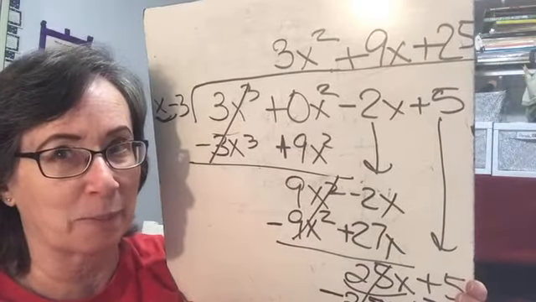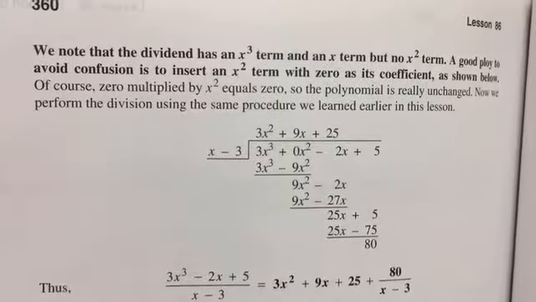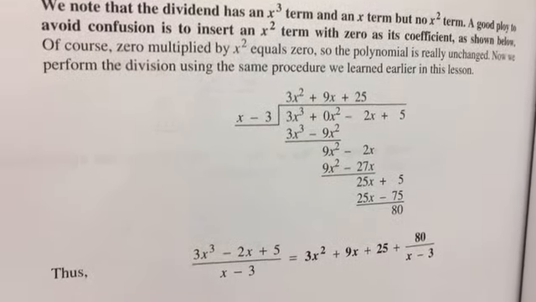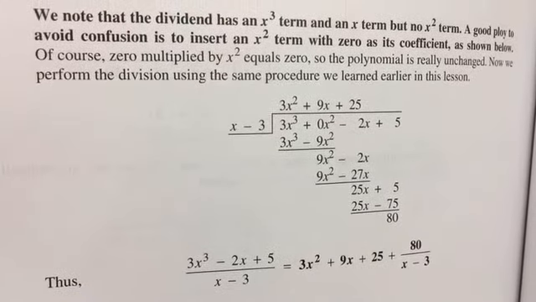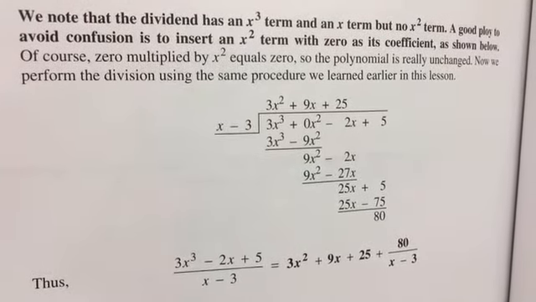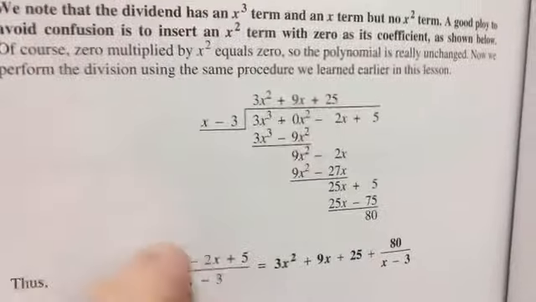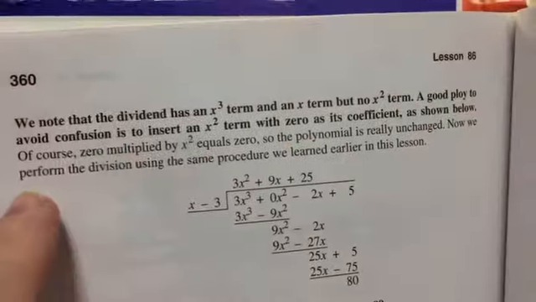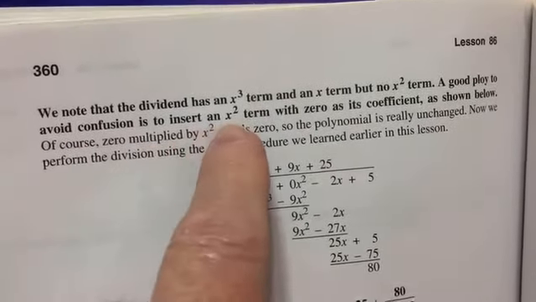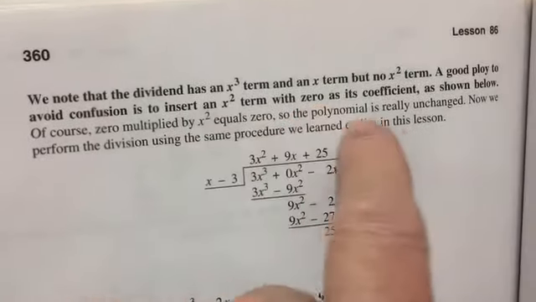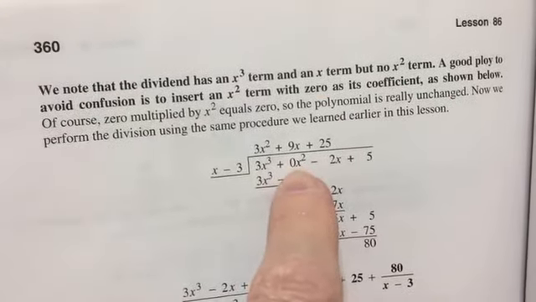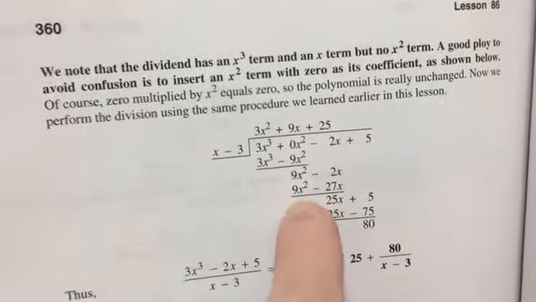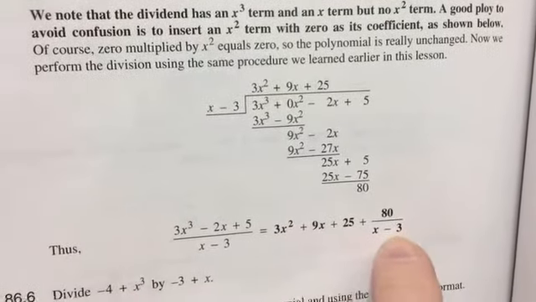And let's see it in the book because it's much neater there. And here we are in the book so that you can see the problem. And you can see how they also, right here, inserted the 0x squared. We note that the dividend has an x cubed term and an x term, but no x squared term. A good ploy to avoid confusion is to insert an x squared term with 0 as its coefficient, which is exactly what we did, which gave us a place to put all of our x squareds. There was our final answer.